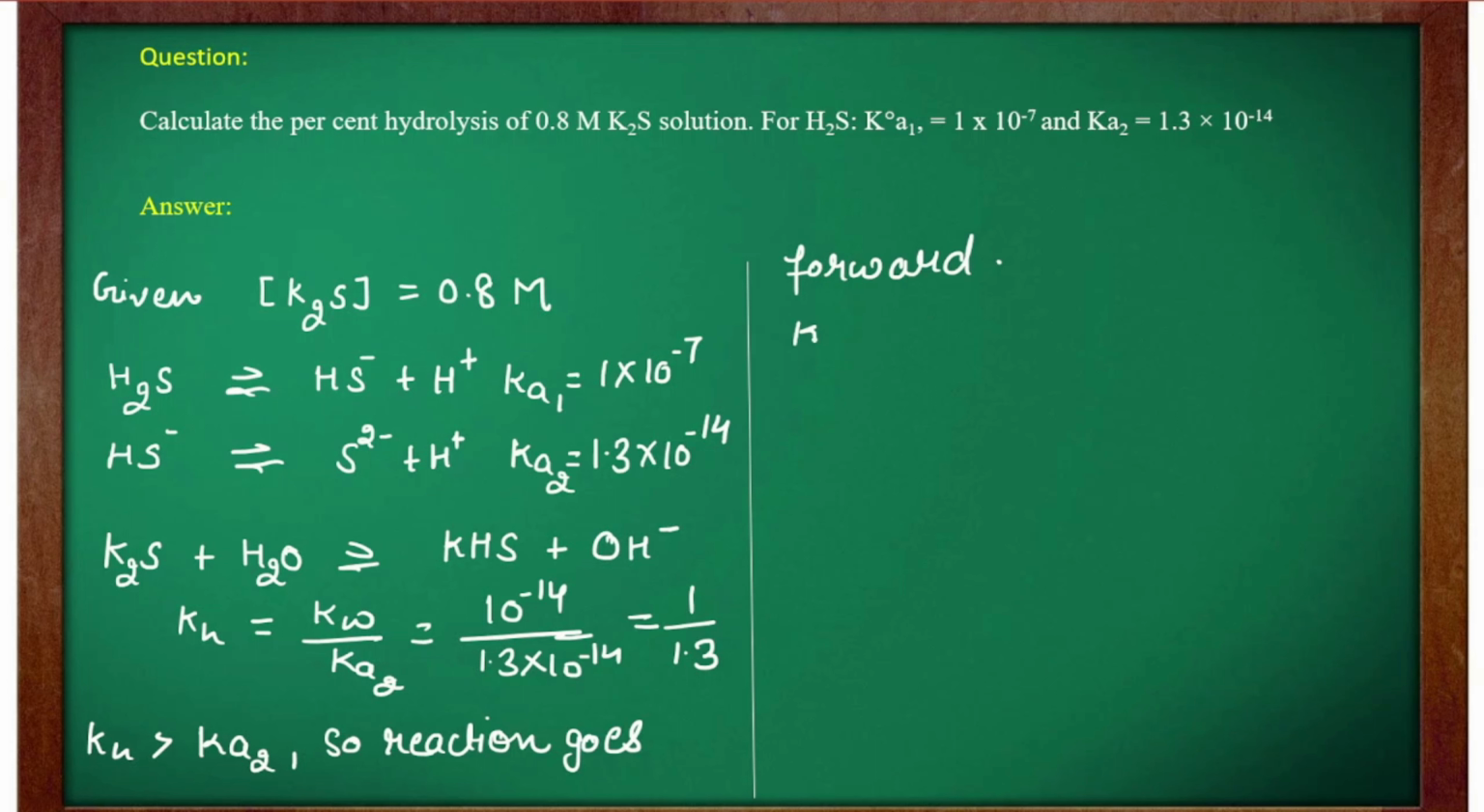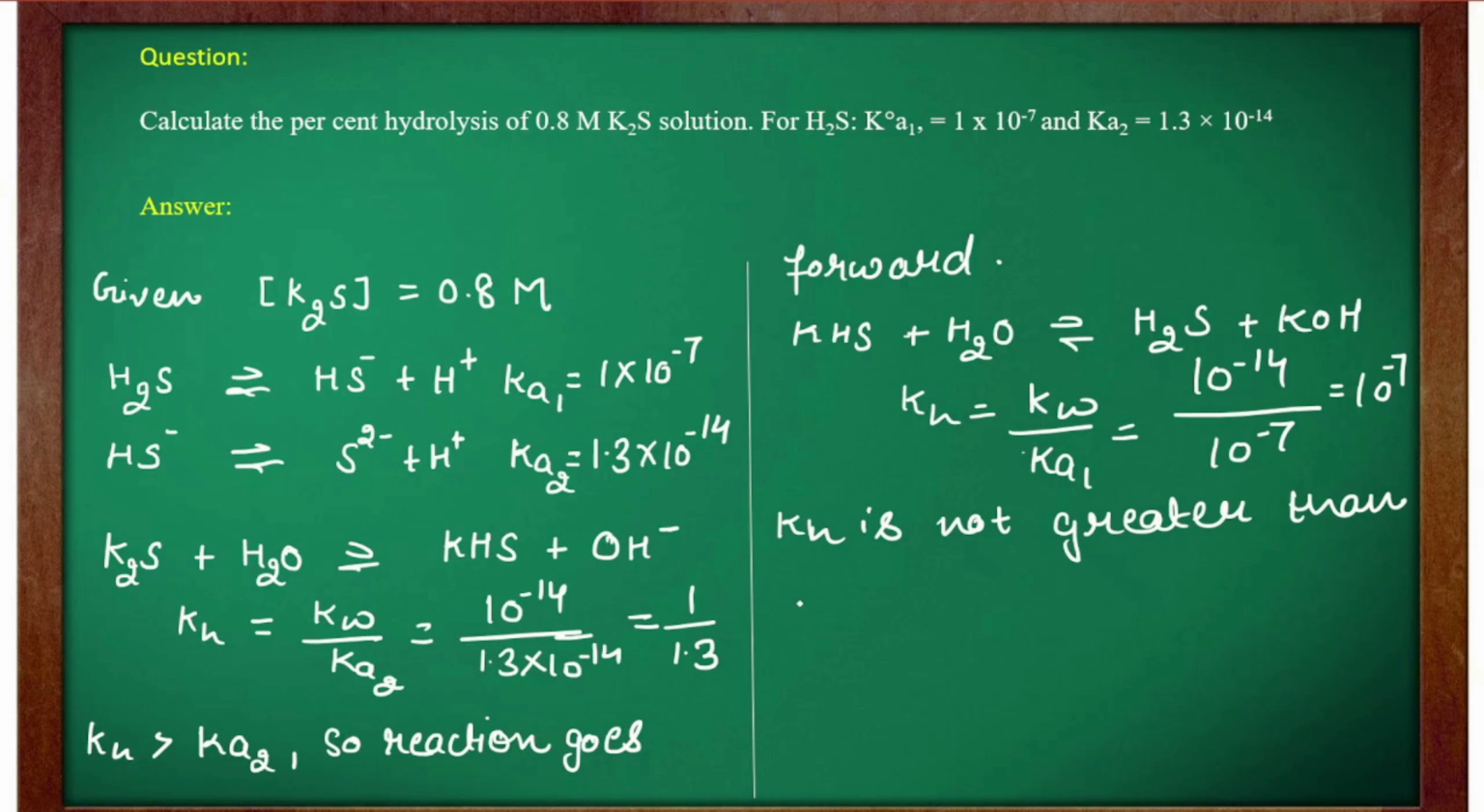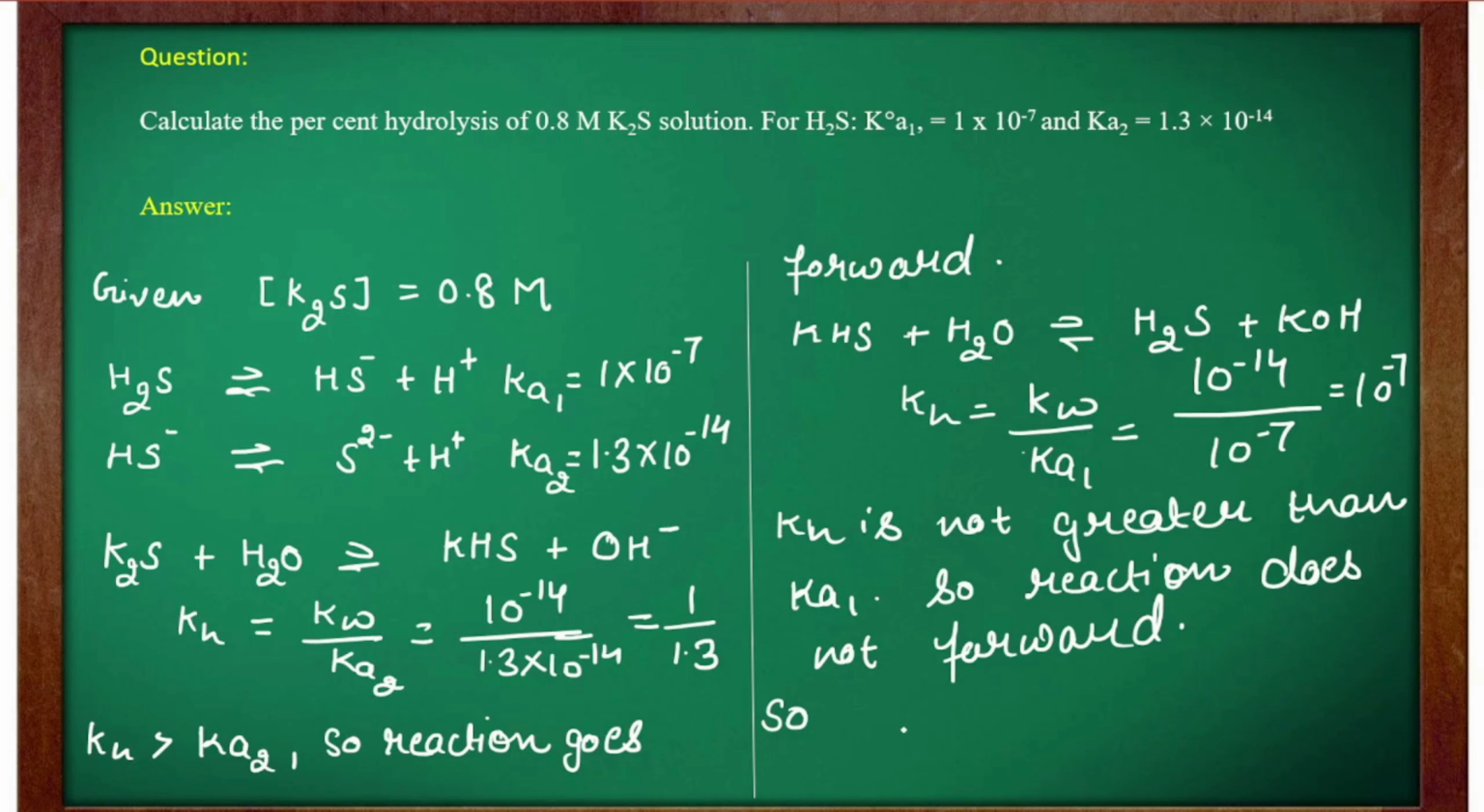As we see, the dissociation constant of the first step is much greater than the second dissociation constant. It implies that the degree of hydrolysis of the second step is much greater than the second degree of dissociation, so the reaction goes forward. The degree of hydrolysis of the first step is less than the first degree of dissociation. So the degree of hydrolysis can be calculated using the second step.